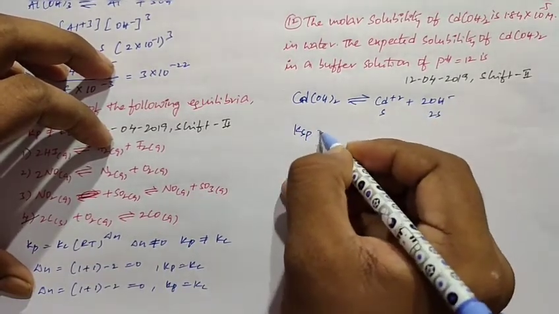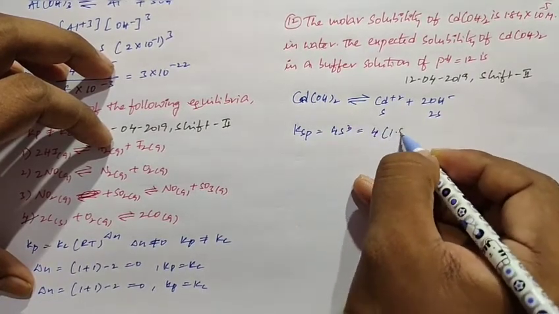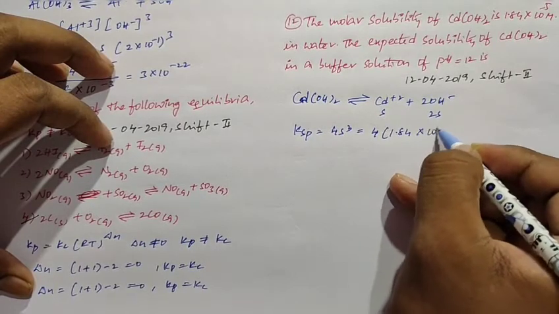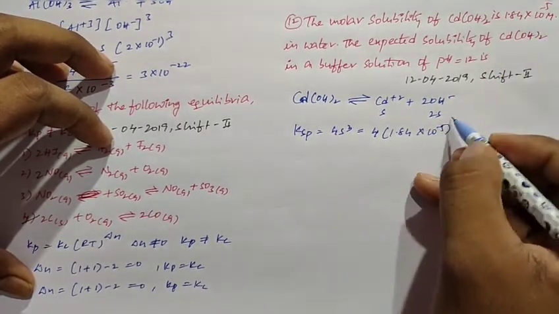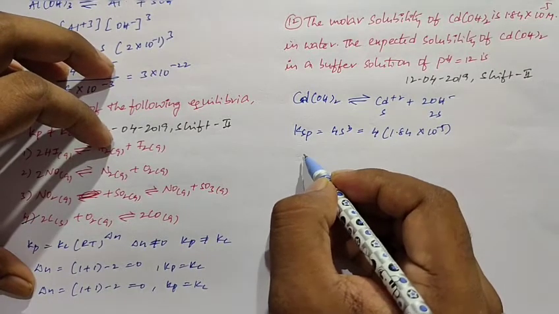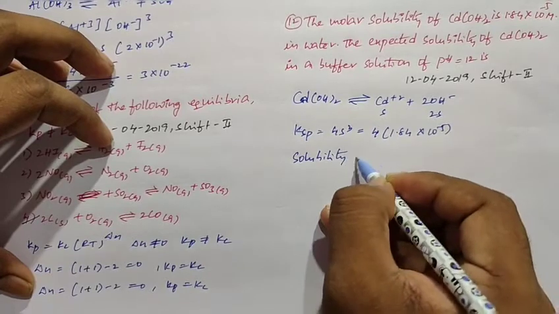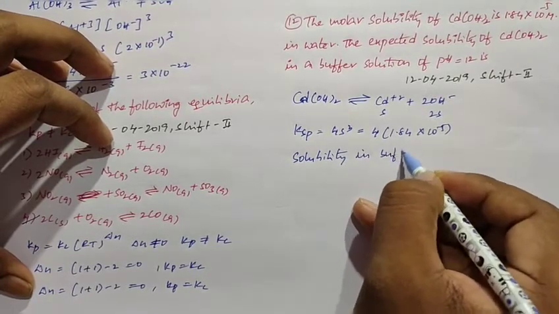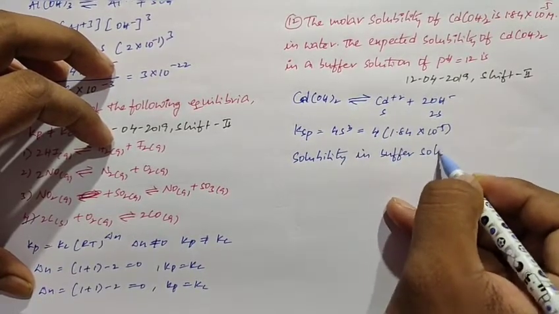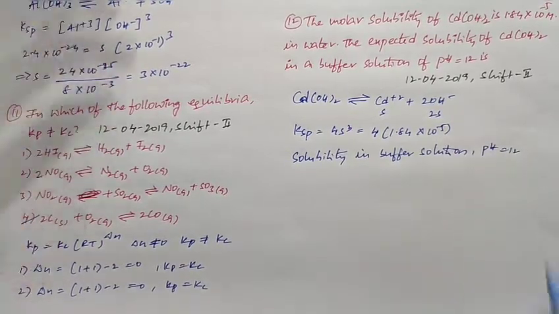Then Ksp is equal to 4S cubed, that is equal to 4 into 1.84 into 10 power minus 5. Here solubility is given. Then they are asking for the solubility in a buffered solution having pH equal to 12.